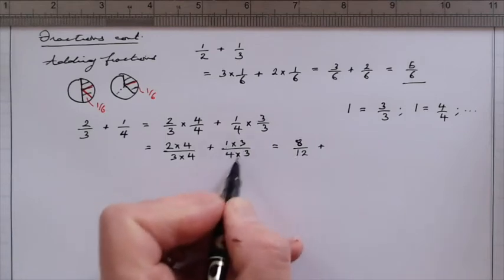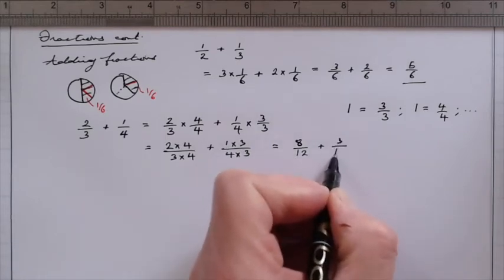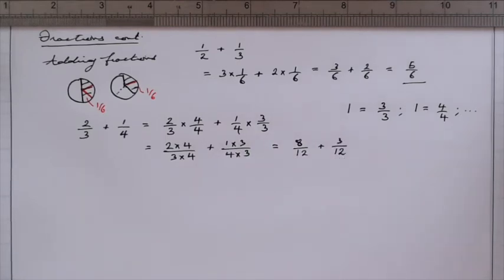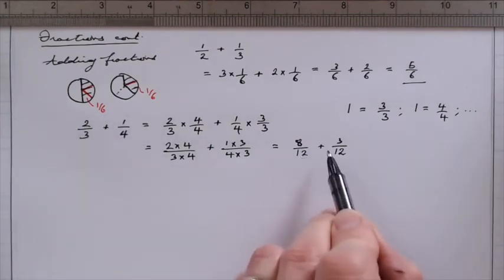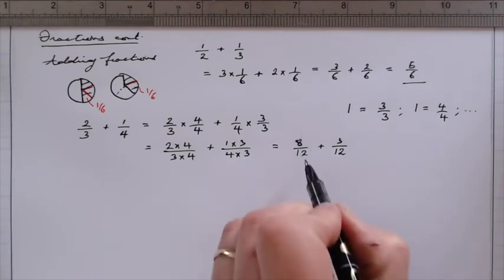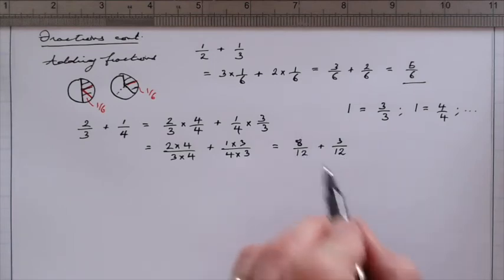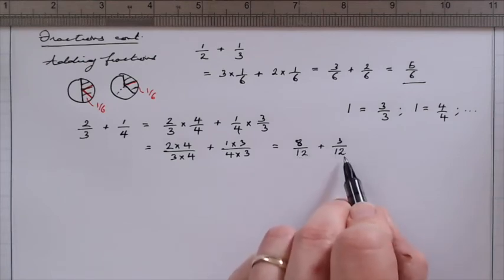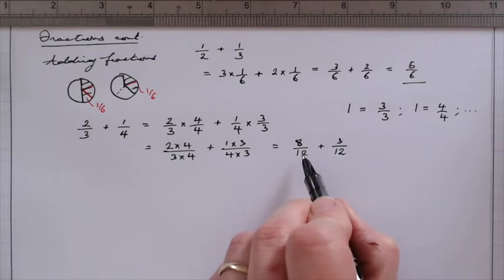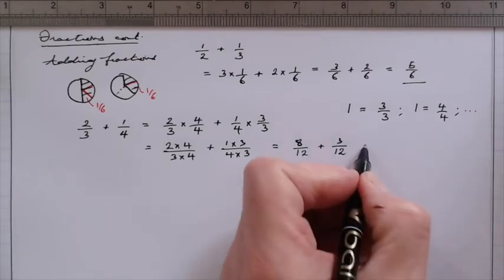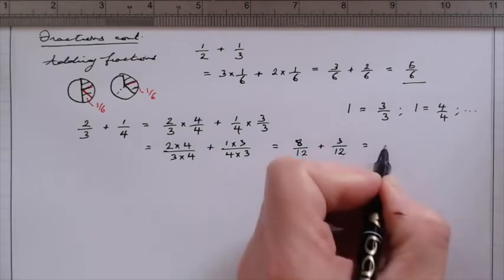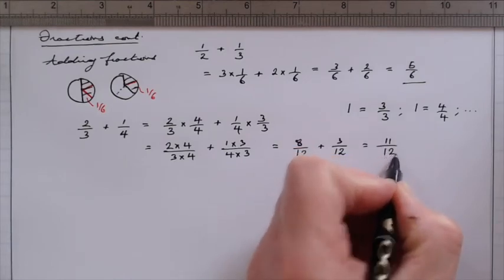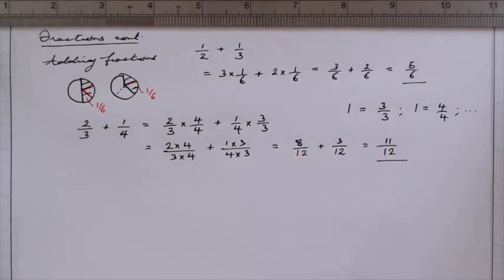And in the second one, I have 3 divided by 12. And so my original sum has come down to 8/12 plus 3/12. And because the denominator is the same, this is very easy now to just add. 8 lots of something plus 3 lots of something is 11 lots of that something, the something in this case being 12ths. So 8/12 plus 3/12 is 11/12. And that is the answer to this sum.